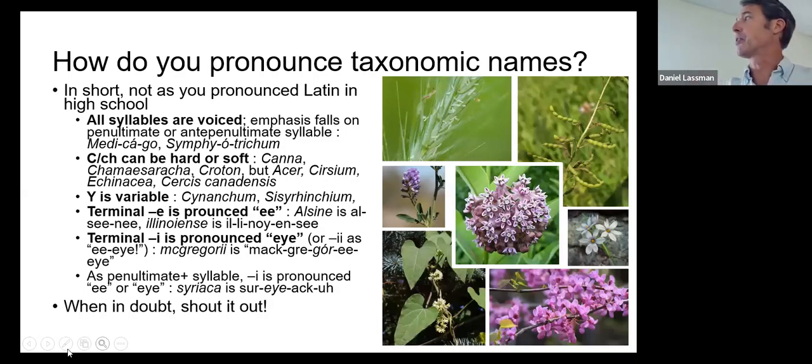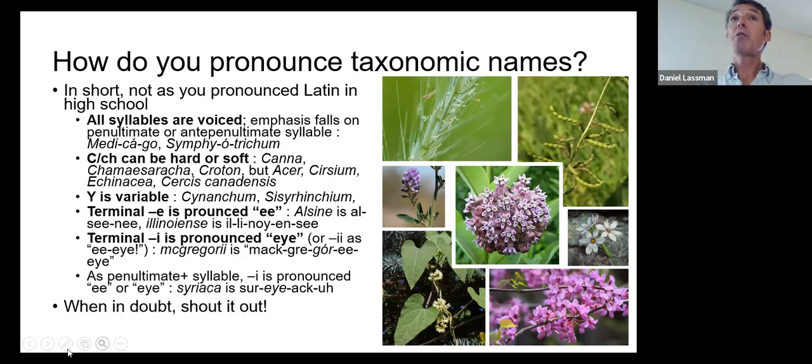Okay, so here's what everyone really wants to know. How do you pronounce these damn things? Okay, so all syllables are voiced. Emphasis falls on the penultimate or the antepenultimate syllable. That is the second to the last syllable, the penultimate, or the antepenultimate, the second to the second last syllable. So I say Medicago, which is that little alfalfa. And I also say Symphyotrichum, which is asters. But some people say it differently. I don't know. Either the antepenult or the penult.